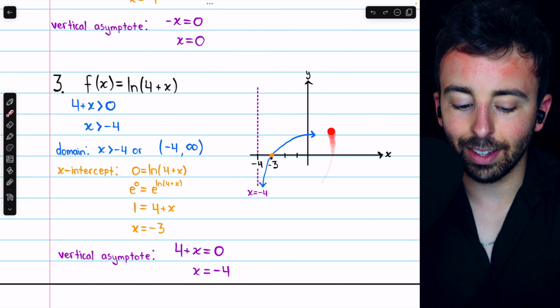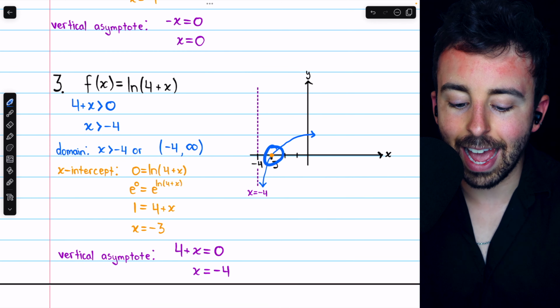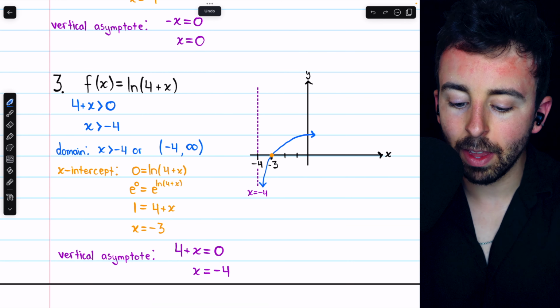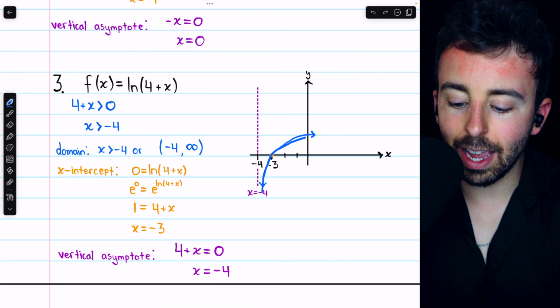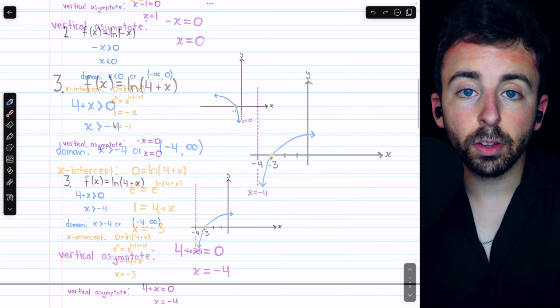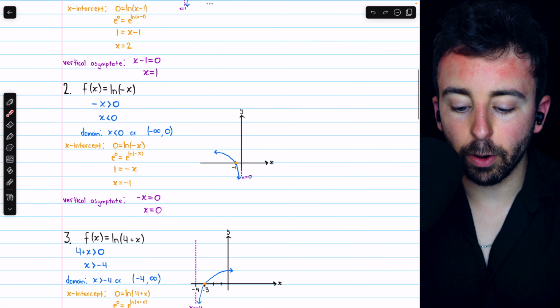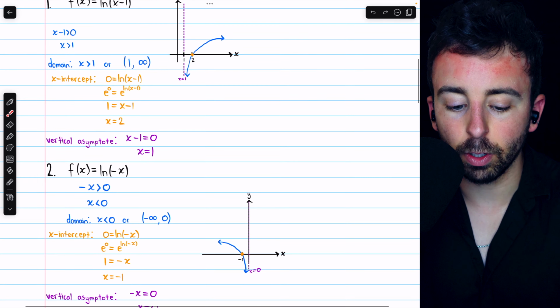This all leads to this sketch. We see it intersects the x-axis at -3. We got that vertical asymptote, a vertical line at x equals -4, and so the ln function looks like that. So those are a few examples of finding important characteristics in order to help sketch natural log functions.